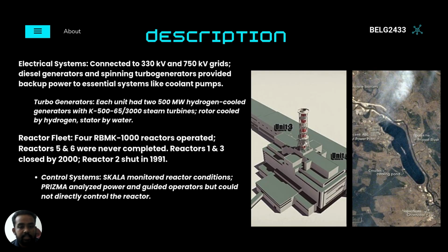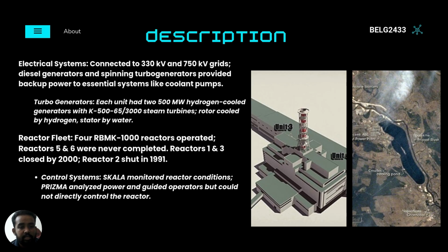Next, we see the description. For the electrical systems, it was connected to 330 kilovolt and 750 kilovolt grids. Diesel generators and spinning turbo generators provided backup power to essential systems like coolant pumps.